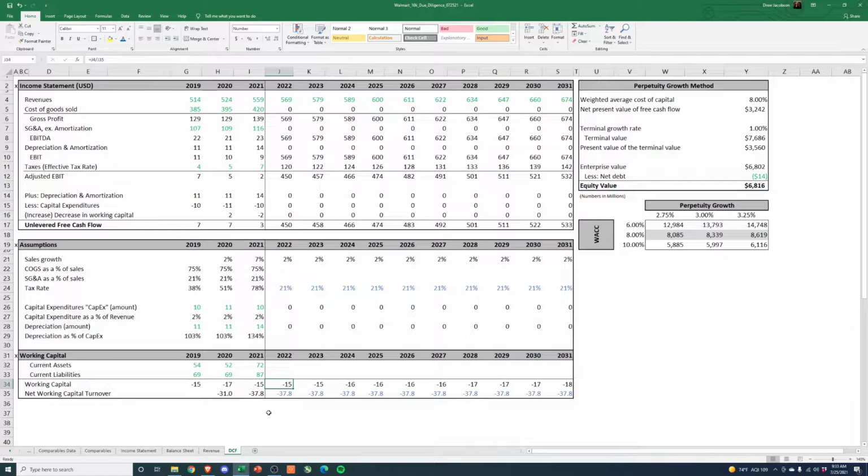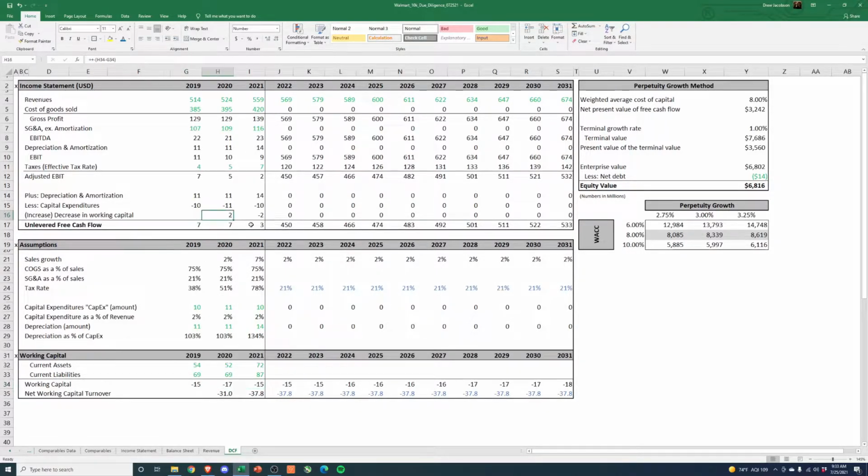So what I like to do is kind of ignore the impact of working capital. The best way to do that is to set the net working capital turnover to the prior year, and you will see minimal variances flow through your unlevered free cash flow. And you'll see on the cash flow here, working capital is negative 15, 17, negative 15.